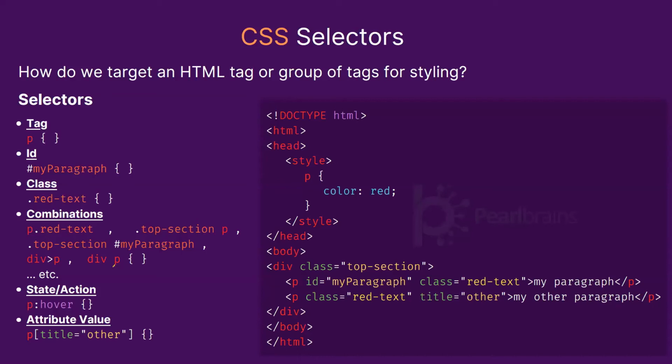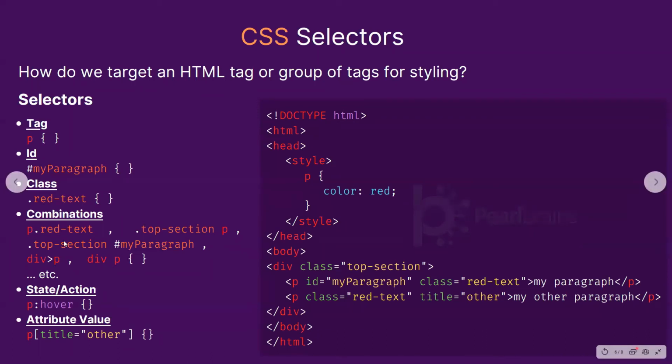Another one is, when you look at our example here, there is a div that has the top section class. The div with the class top section. So we just say dot top section, which selects the div, and then space P. That means every paragraph that is under or inside that div.